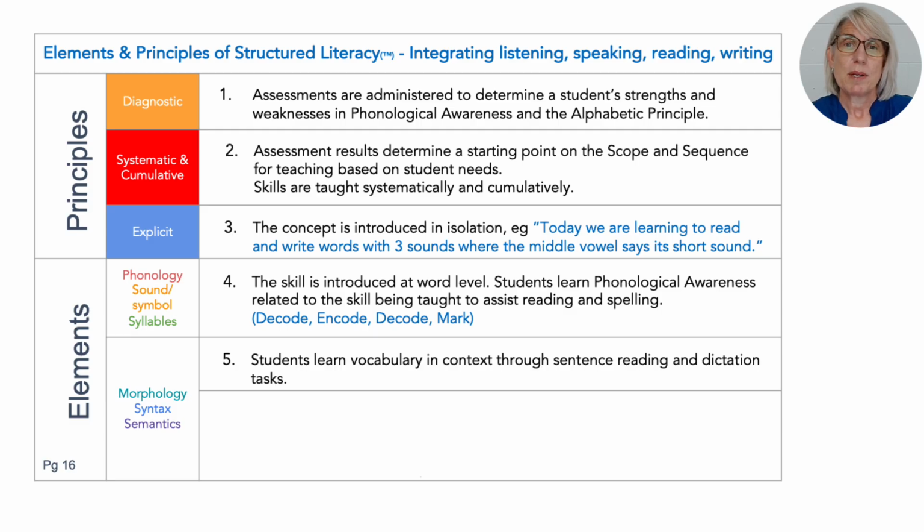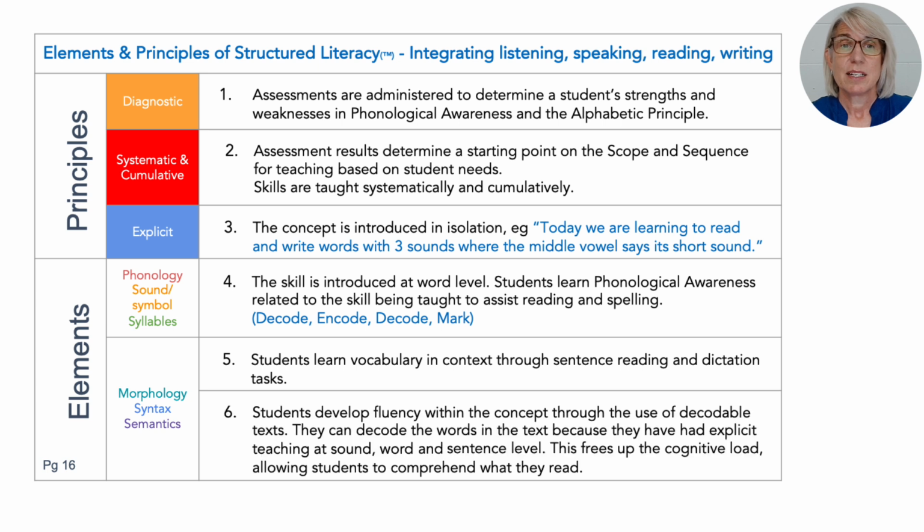Students learn vocabulary and context through sentence reading and dictation tasks. Students develop fluency within the concept through the use of decodable texts. They can decode the words in the texts because they have had explicit teaching at sound, word, and sentence level. This, of course, frees up the cognitive load, allowing students to comprehend what they read.